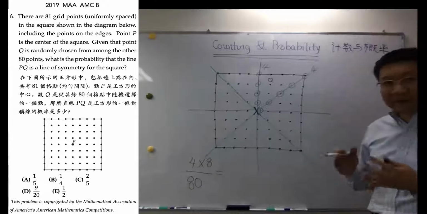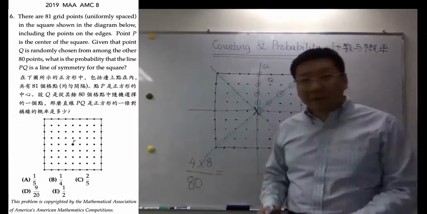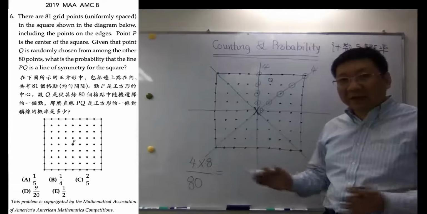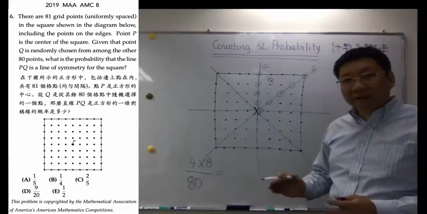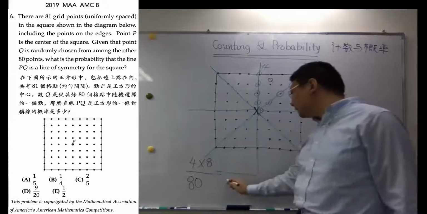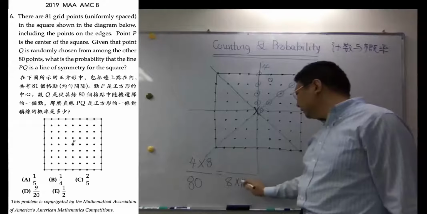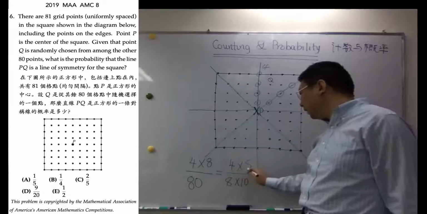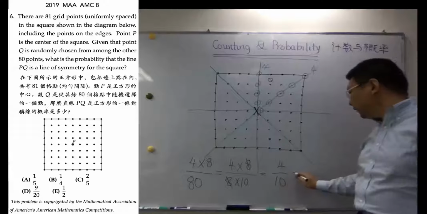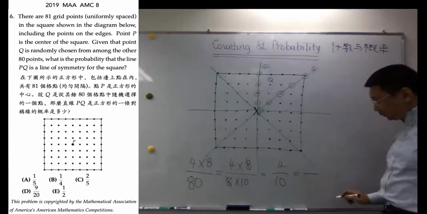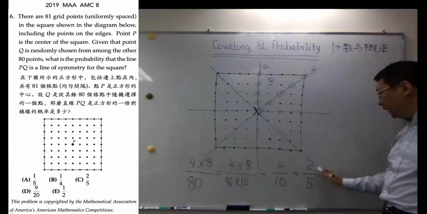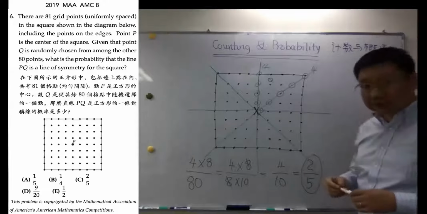Now the last step is to do the simplification. Remember, when you do a simplification on a fraction, never multiply the numerator or the denominator together. Instead, you should do factorization. So 80 you should write as 8 times 10. Then this 8 on the bottom can cancel with that 8. Then we have 4 over 10, where there's still a 2 as a common factor. So the final result would be 2 over 5, which is the correct answer to this question.